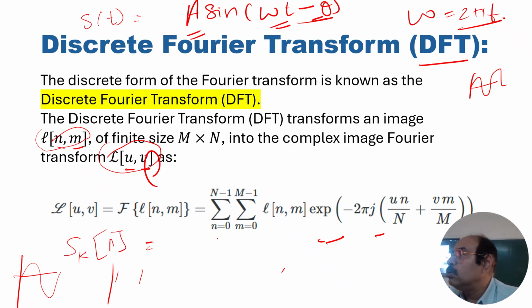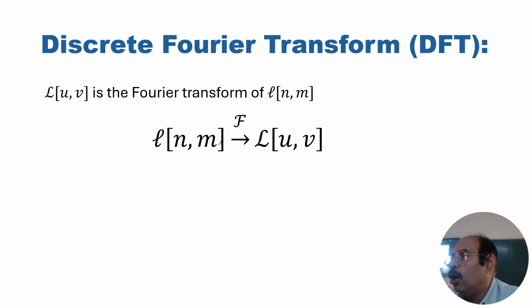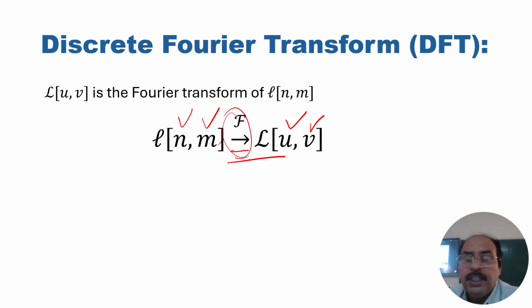Noted down? Any questions? Any queries you can ask me. So whatever I explained to you, I simply wrote it in a mathematical form. So N M is converted to U and V. So UV is the Fourier transform of L M.